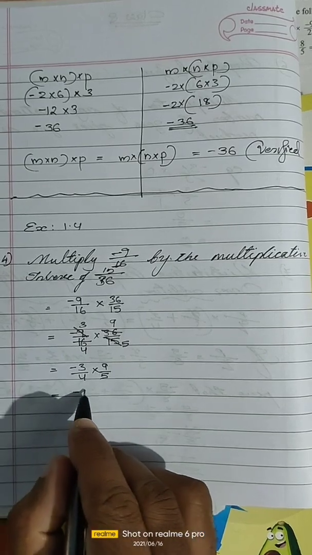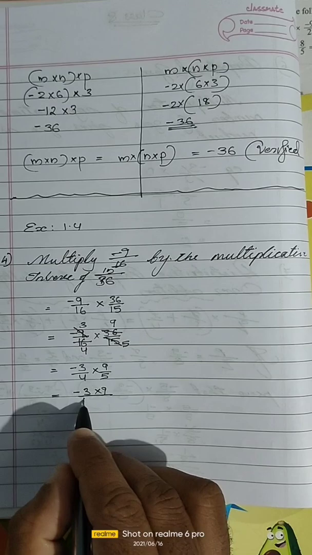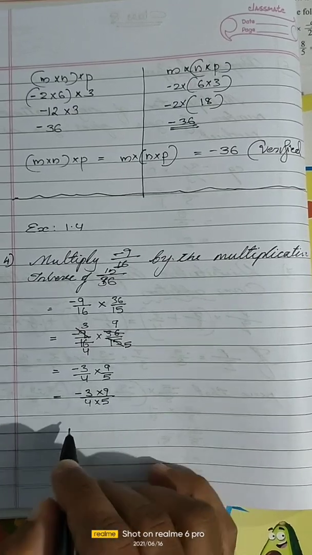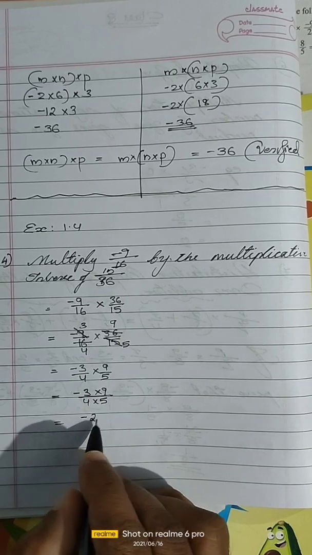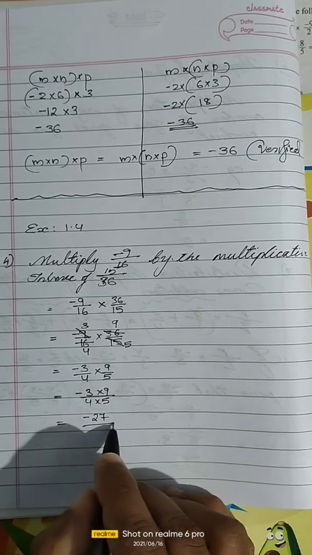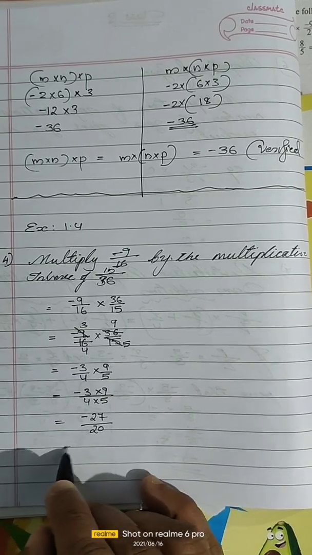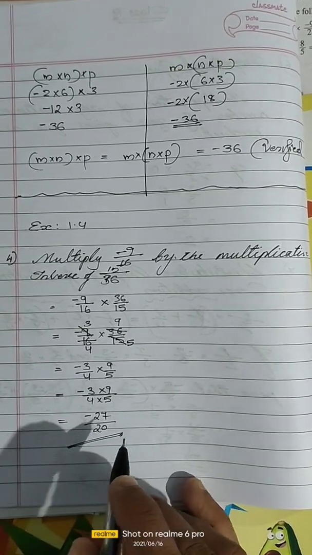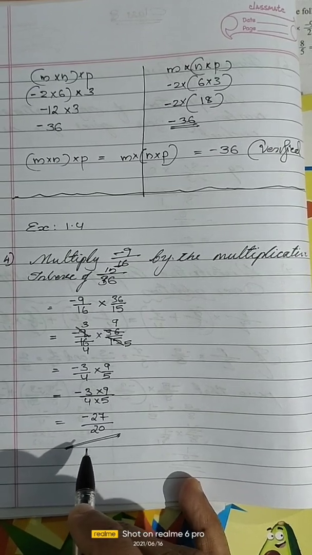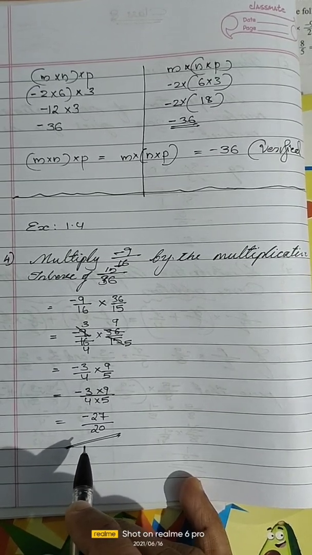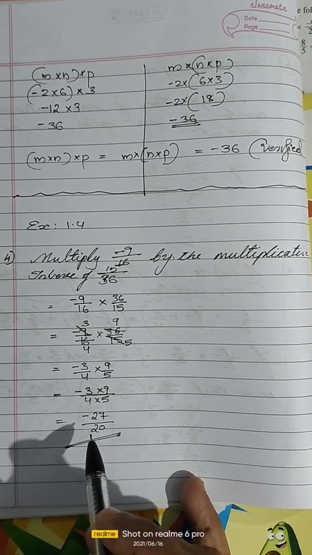Then we multiply 3 into 9 upon 4 into 5. That's equal to 3 9s are 27, negative 27 upon 4 5s are 20. We can change this into a mixed fraction if it is needed, but not necessary. We can stop from here.